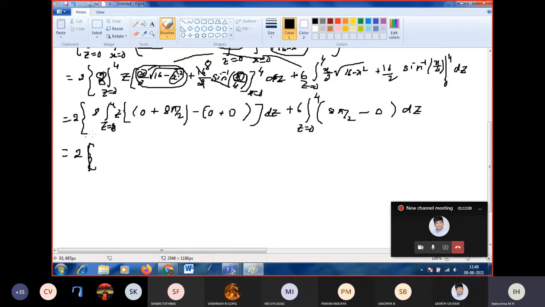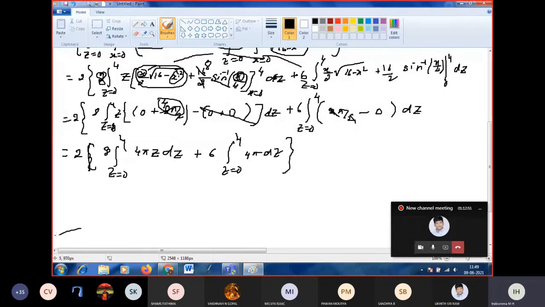So here 2 ones are 2, 4s are 4. So that 4, shall I keep 4 pi outside? This is 0, you leave. Okay, I will write what we got. Here 8, z from 0 to 4, 4 pi dz. Next plus 6 into, so here 2 ones are 2, 4s are 8. So that is integral z is equal to 0 to 4, 4 pi dz. Is it right?